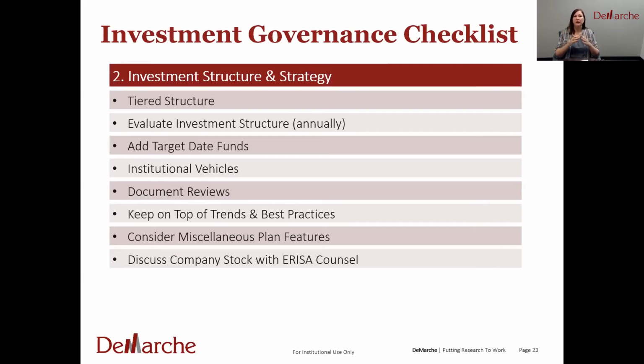So that's number one. Number two, and again, we're talking about the key primary topics here within this checklist. The next one would be looking at your investment structure and strategy, or your plan menu per se. Don mentioned in his case studies about the tiered structure. DeMarche is a big advocate on providing or recommending a 3-tiered structure. In other words, a tier that you want someone else to make the decisions for you, particularly as it is in a target date strategy. Tier number 2 would be, I want to do it myself. That's your core lineup, and that ideally would involve both active and passive funds.